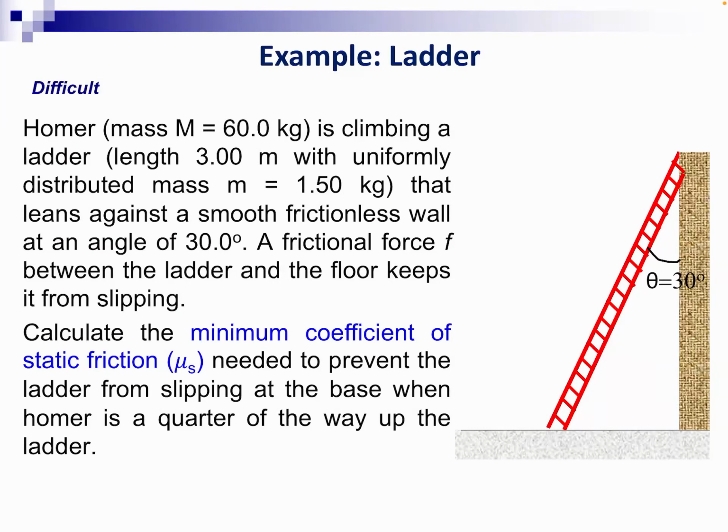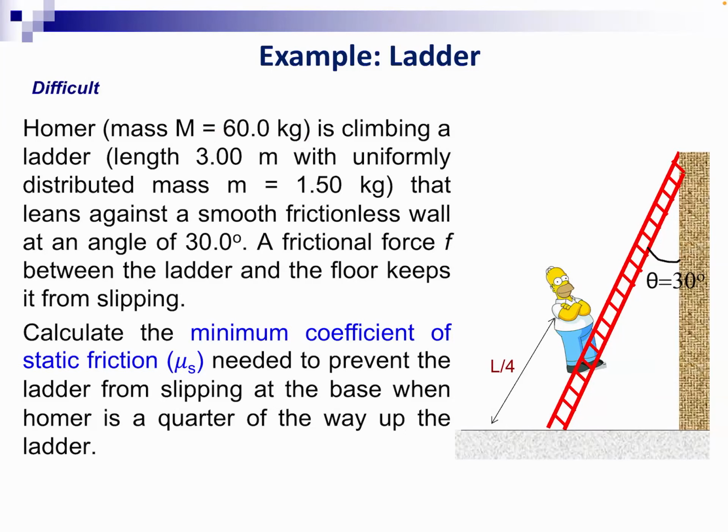But yeah, so here you have a ladder that's leaning against the wall at an angle of 30 degrees. The ladder has a length of 3 meters and it has a mass of 1.5 kilograms. And then you have Homer who's climbing up the ladder here, and he probably stops about a quarter of the way up, so that's length over 4. Homer has a mass of 60 kilograms.